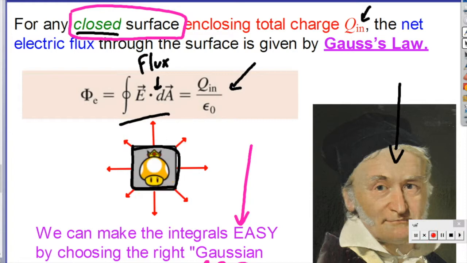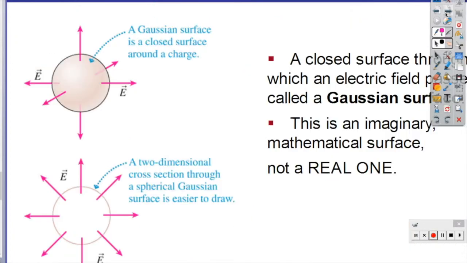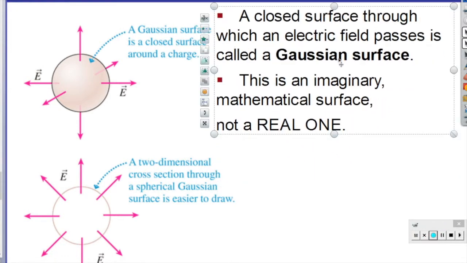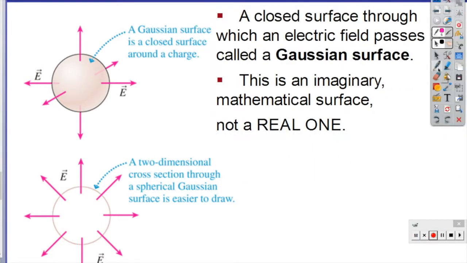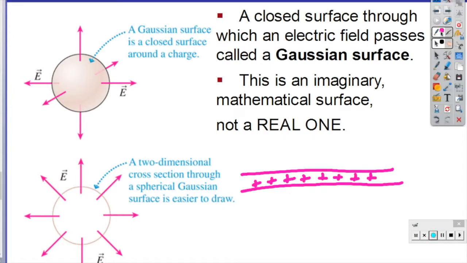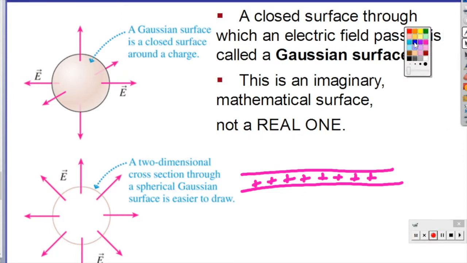So we know how to calculate flux. Now we need to figure out what this closed surface stuff is all about. A Gaussian surface is, like it says, a closed surface through which an electric field passes. And it's very important to note that this is an imaginary surface. You are sketching in this Gaussian surface. It doesn't exist already. So as an example, if I have some big wire full of charge, one of the decisions we're going to have to make soon is how to sketch a Gaussian surface. And again, Gaussian surfaces aren't real, but we can still sketch them in.